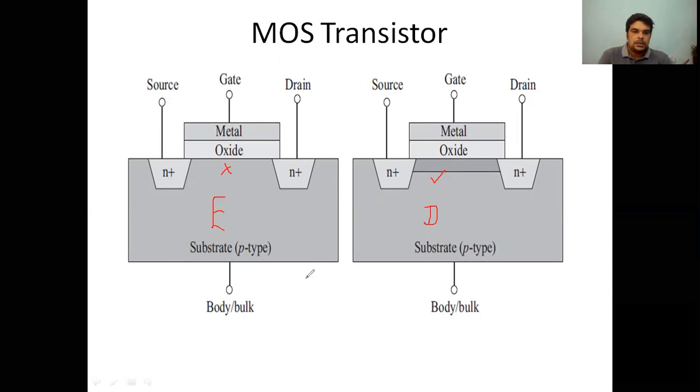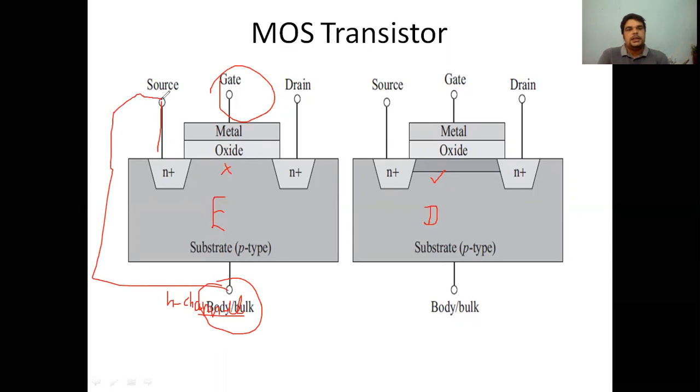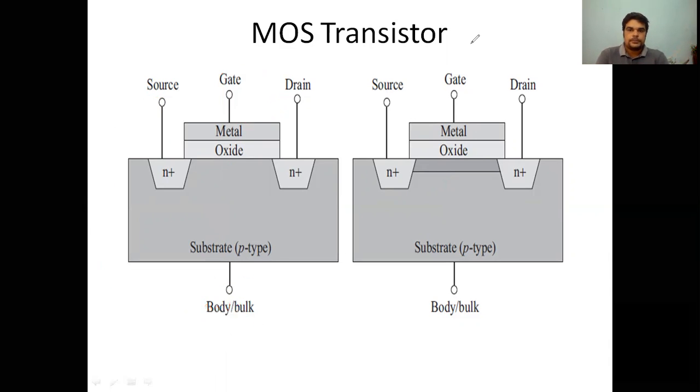Basically, this MOSFET is an N-channel enhancement MOSFET. MOSFET is a four-terminal device. One terminal is the source terminal, then the gate terminal, the drain terminal, and the fourth terminal is the body or bulk terminal. Basically, the body terminal is internally connected to the source terminal. This is the basic structural difference.